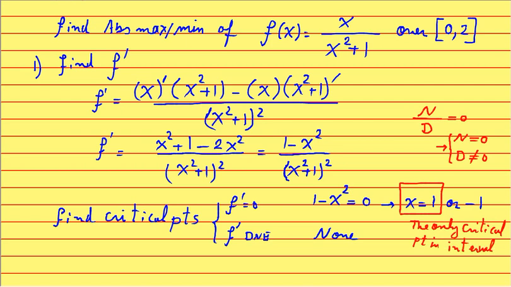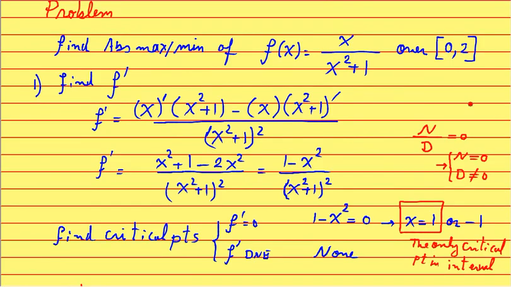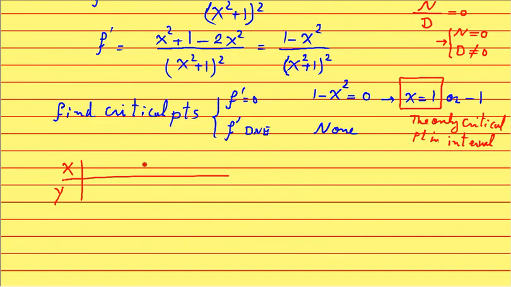Okay, now that we have that, we go ahead and make our table. Here's our table. I have x and then I have y. On the x, I put the beginning and end of the interval from 0 to 2, and whatever critical points are found in between them, I list here.